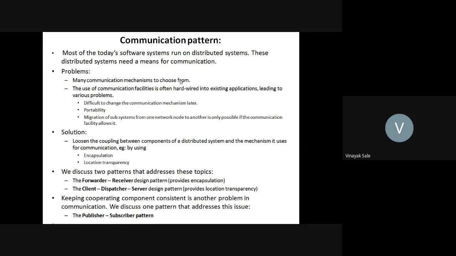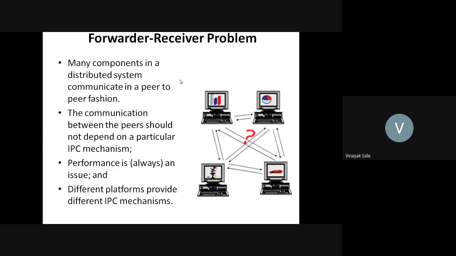So we discuss the two patterns that address these topics. First is the forwarder receiver design pattern, which is a part of the communication pattern, and the client dispatcher server pattern, which provides location transparency. Keeping cooperating components consistent is another problem in communication. We discuss one more pattern that addresses this issue, that is the publisher subscriber pattern. So first is the forwarder receiver problem.